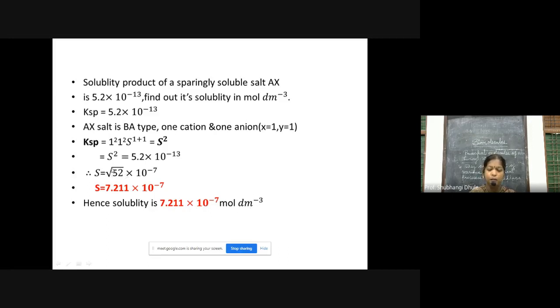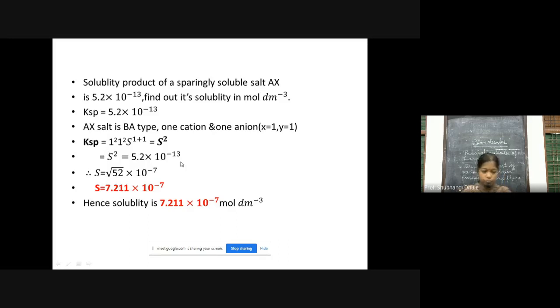This is by solving the square root. If you don't know how to solve the square root, you can take 1 by 2 log of 52 and then find its antilog. The value is 7.211. You can tally this, and this way you can solve the problem on the Ksp.